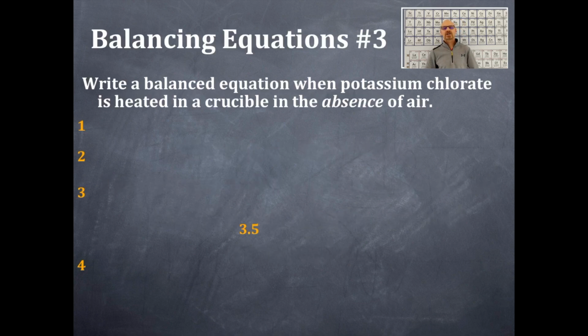Okay, balancing equation number 3. You're going to write a balanced equation when potassium chlorate is heated in a crucible in the absence of air. There's a key word there, and that's absence. That tells you that there's no other reactant. So key into those words there.